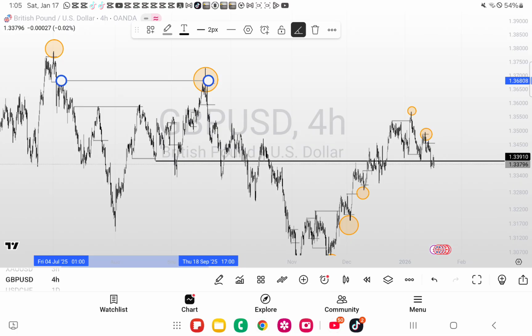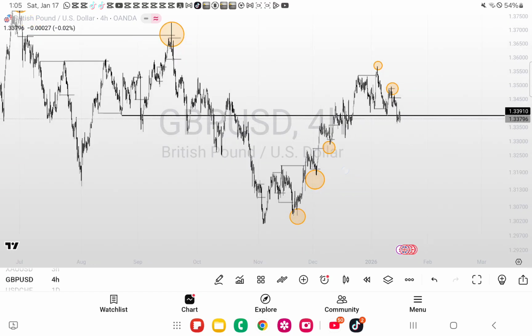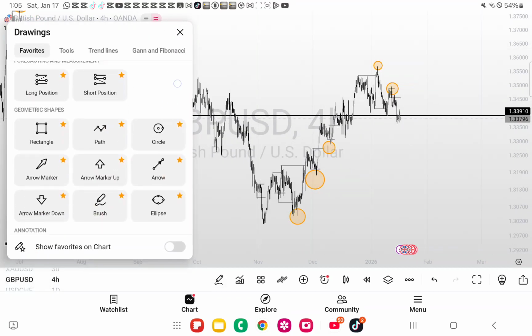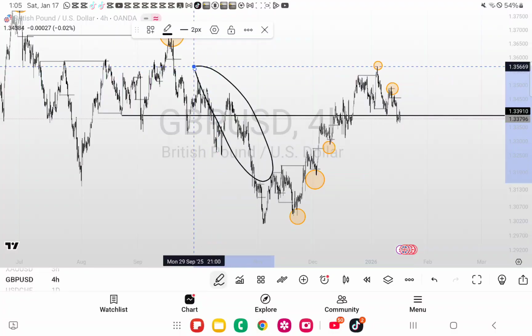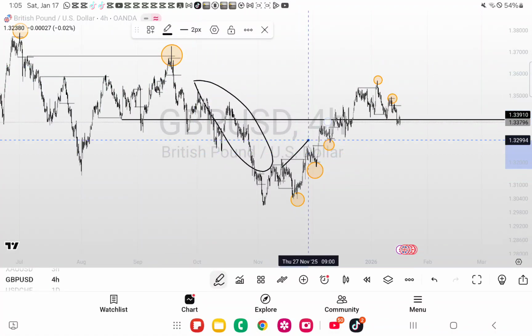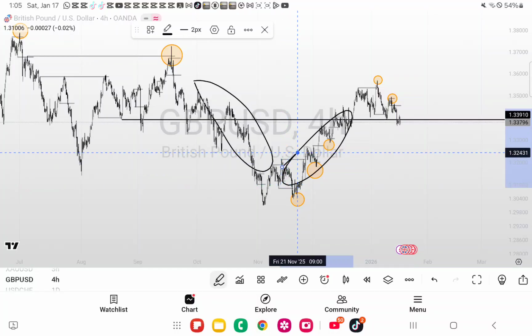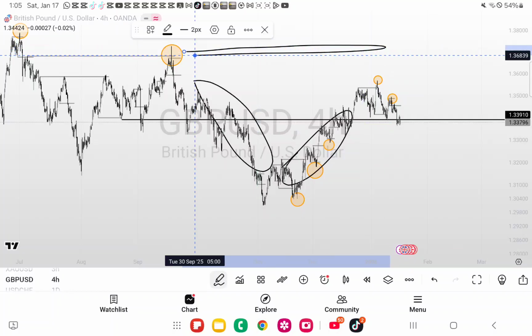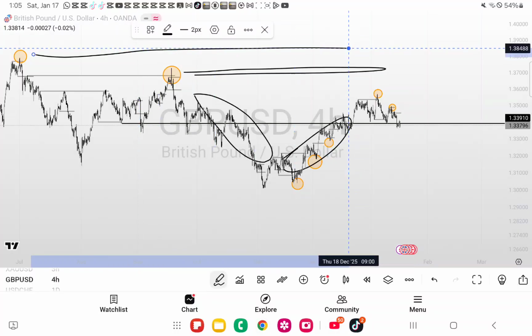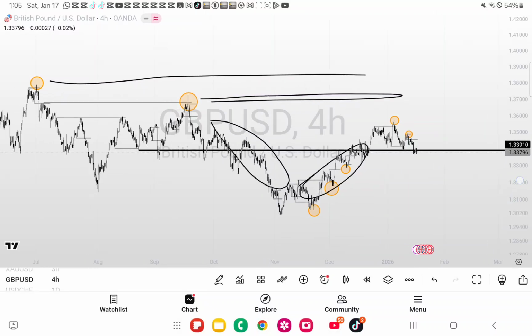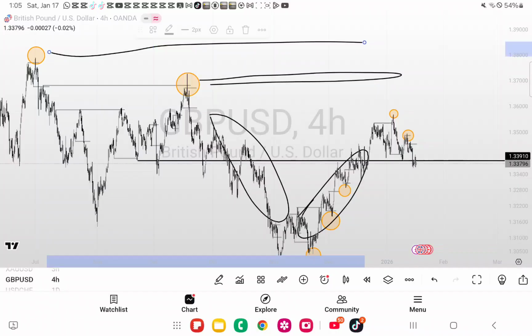After that, price created multiple internal structures. All of these, as you can see, are internal structures. This is the main structure from here, and this one, that's the main structure. So everything is happening within this structure. This is the main structure. This is the main high.